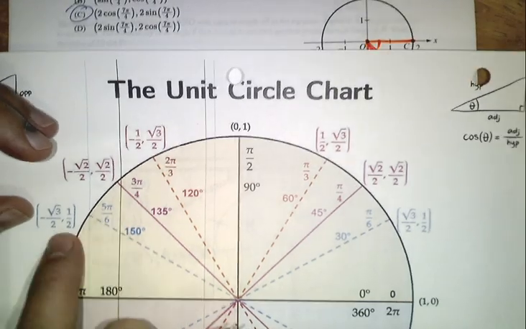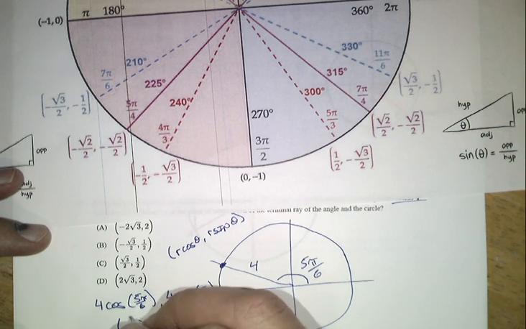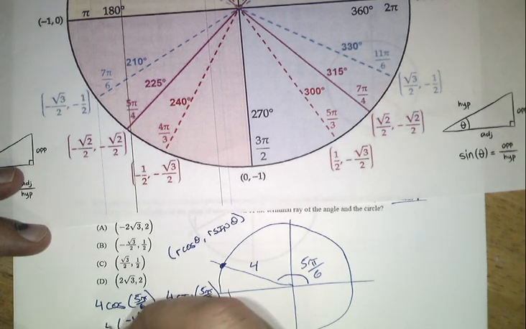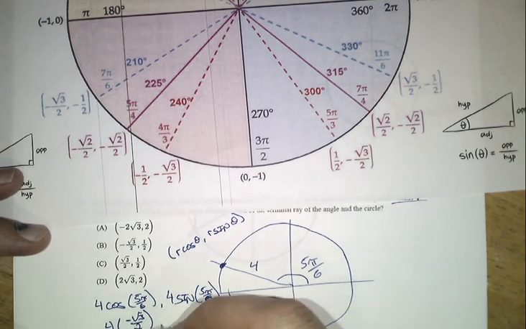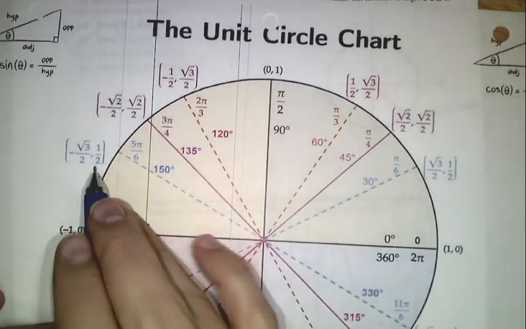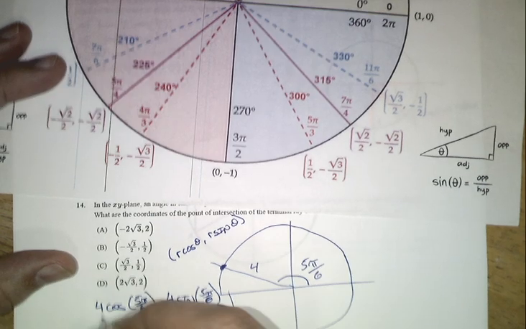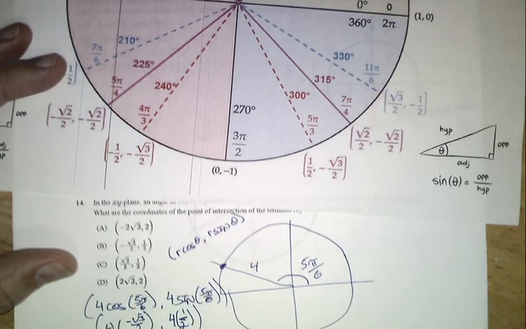So we can find cosine of 5 pi over 6 and sine of 5 pi over 6 really easily. There's 5 pi over 6. Cosine is negative root 3 over 2. So that's going to be 4 times root 3 over 2, comma, 4 times sine of 5 pi over 6 is 1/2. So 4 times 1/2. So those are our coordinates.